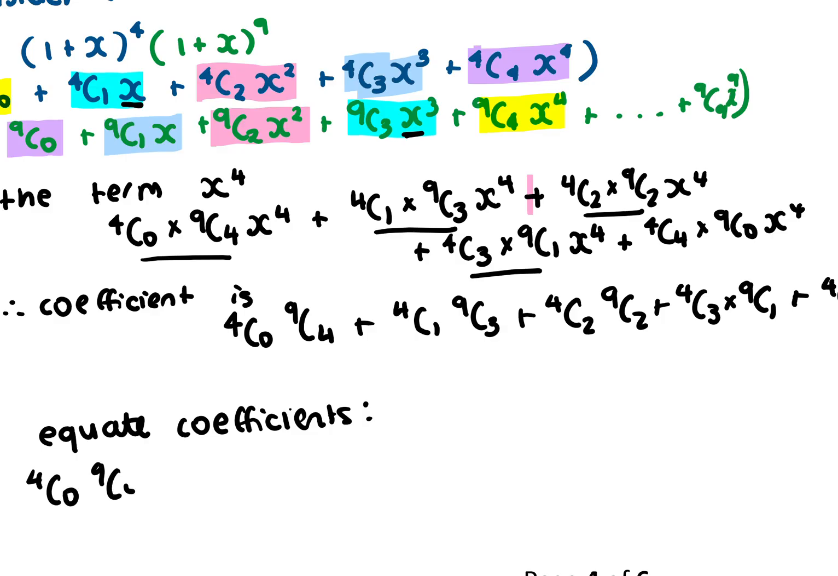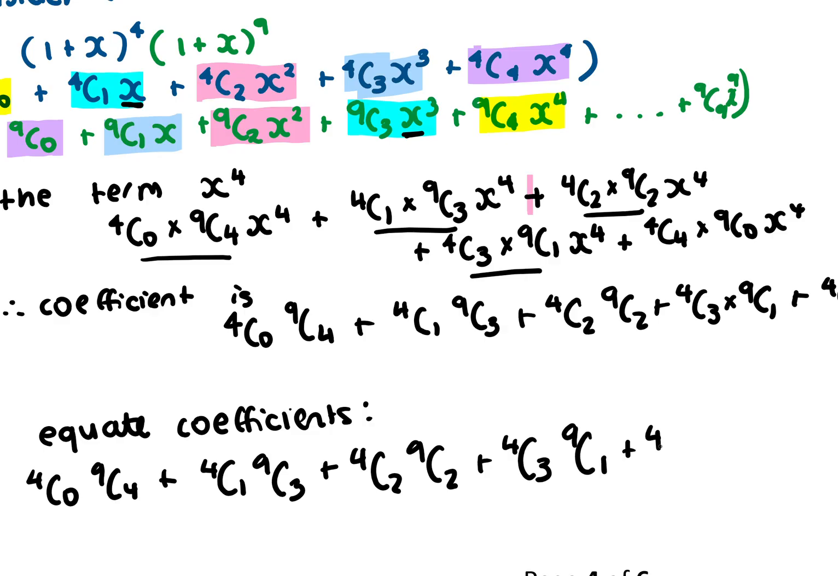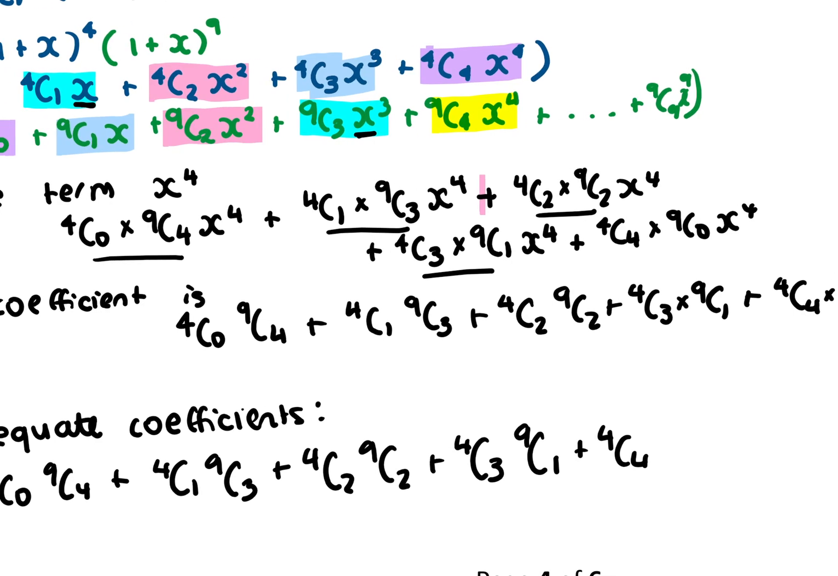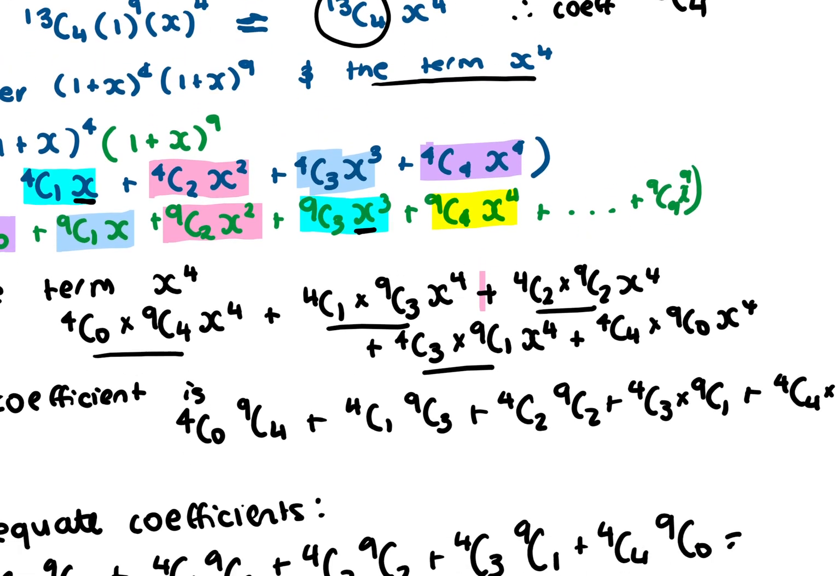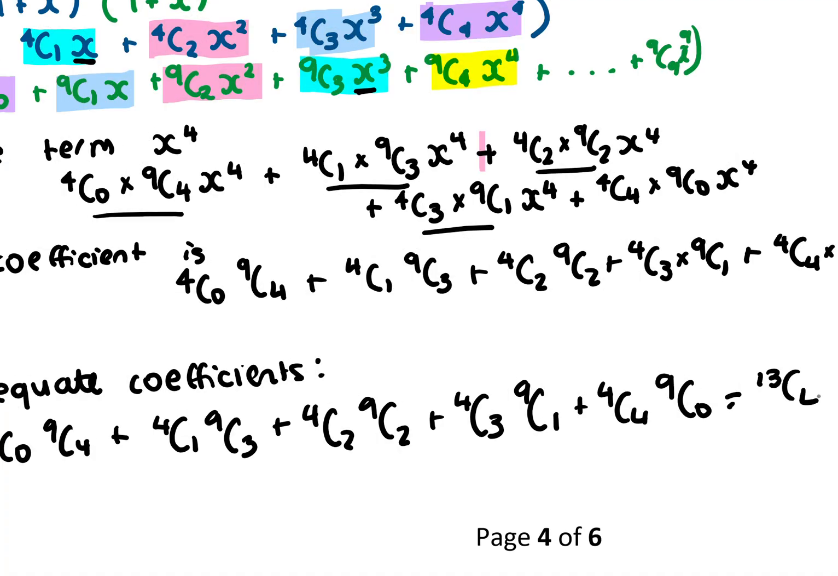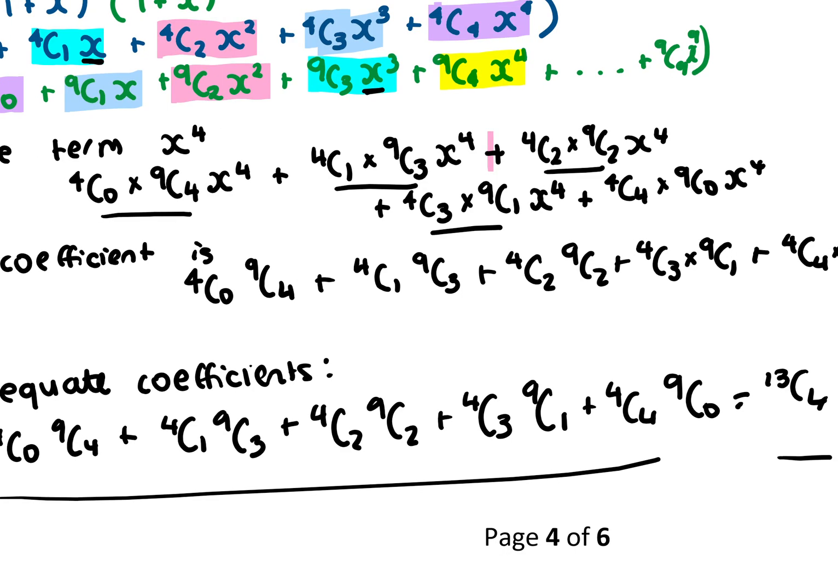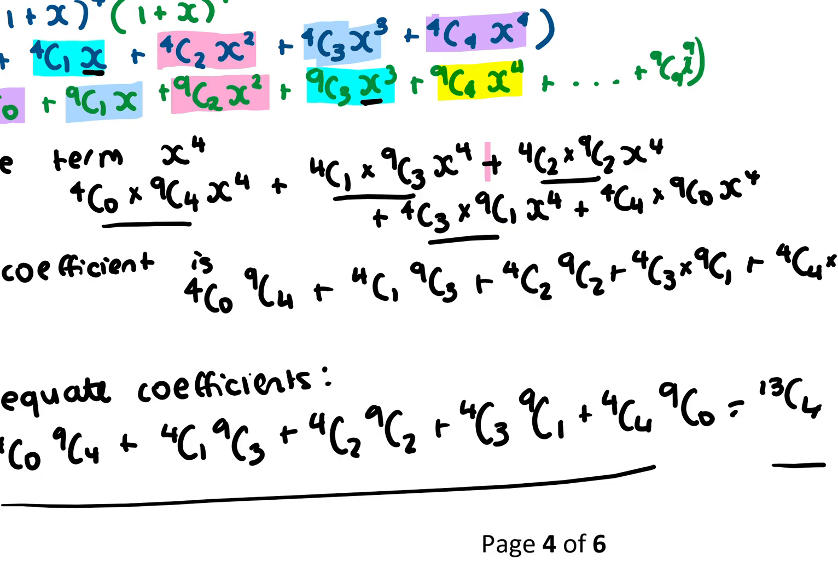4C0 9C4, 4C1 9C3, 4C2 9C2, writing that whole expression out again exactly how it appears in the proof, so I don't have to write it a third time. And that should equal the other coefficient, which was circled up there, 13C4. Now I could type all that into my calculator, get a number, and I should get the same number. Now they are a bit tricky, but they're not uncommon, so I definitely practise lots of those ones.